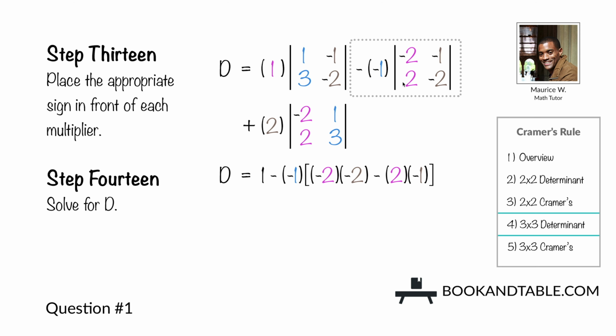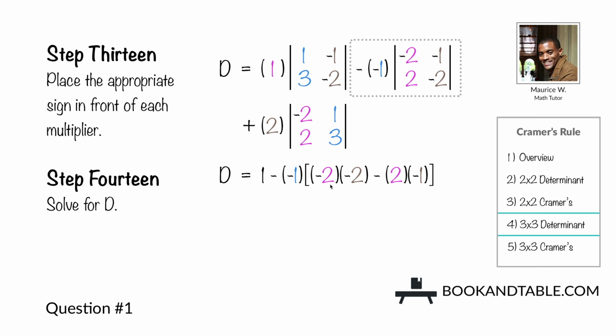The second 2x2, we get -2 times -2 minus 2 times -1. And we're going to multiply this times -1 on the outside.